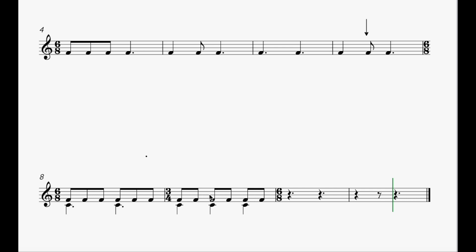So here in a 3/4 bar, we have 3 groups of 2, whereas in the 6/8 bar, we have 2 groups of 3. And that's a good illustration of the difference between simple time, 3 beats in the bar, and 6/8 time, which has 6 beats, and therefore the beats are divided into groups of 3.